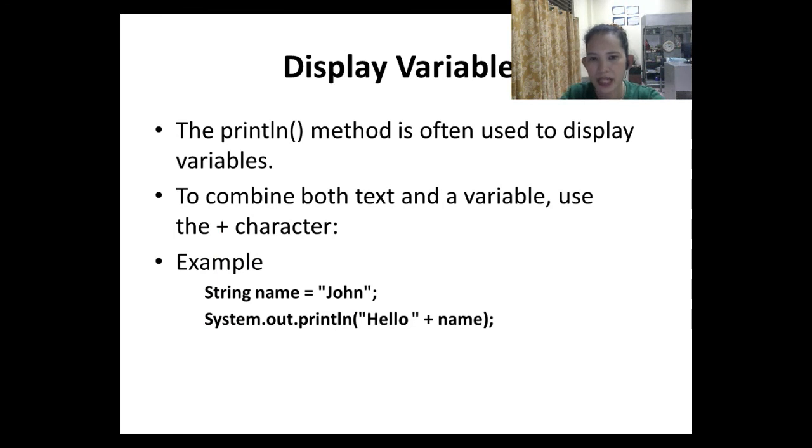Next, we have display variables. The println method is often used to display variables. To combine both text and the variable, use the plus character. This is what we showed in our demonstration. For example, you have the name equal to John, and then you print hello plus the name. So the value of the name is John, so it will print hello John.